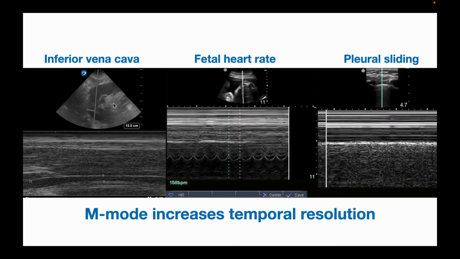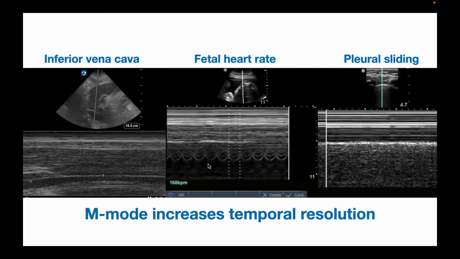Here are some common examples of clinical applications of M mode. This is diameter change of the inferior vena cava associated with changes in venous return due to the respiratory cycle. The M mode allows you to quantify this change by measuring the maximal diameter here in expiration, as well as the minimal diameter here during inspiration.